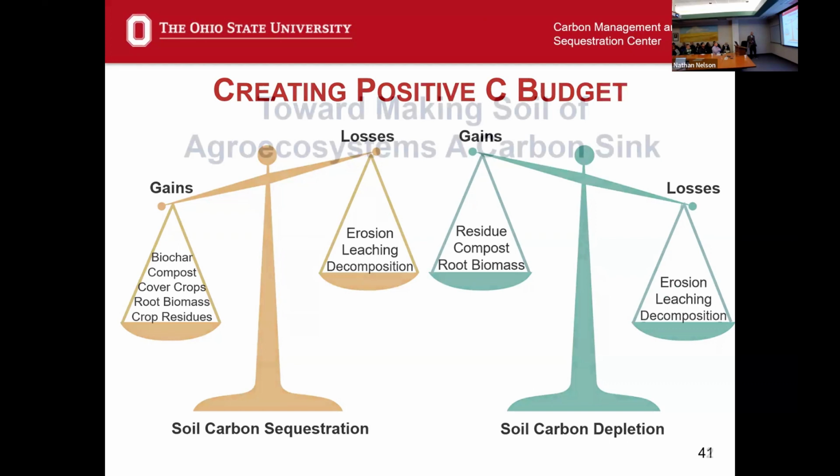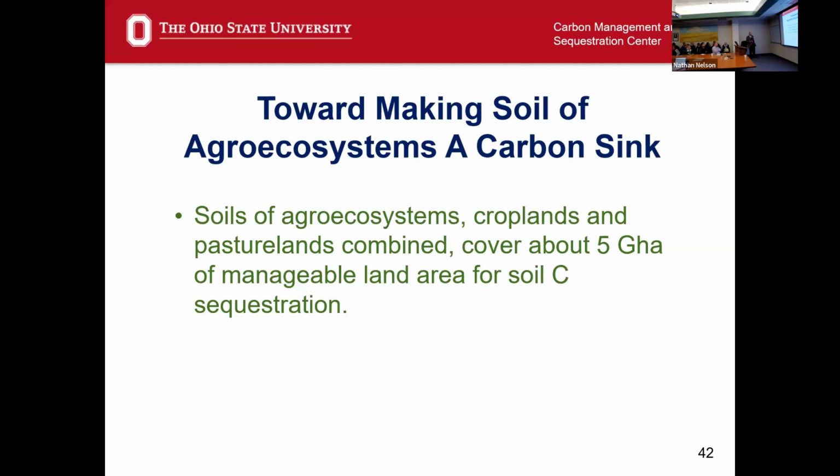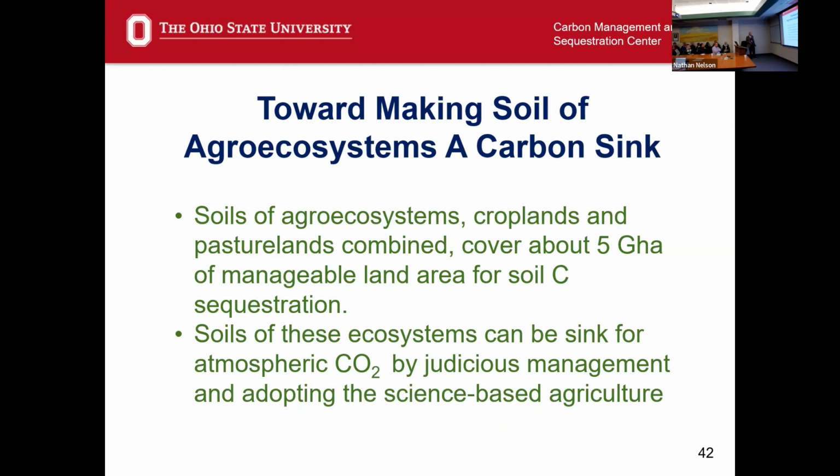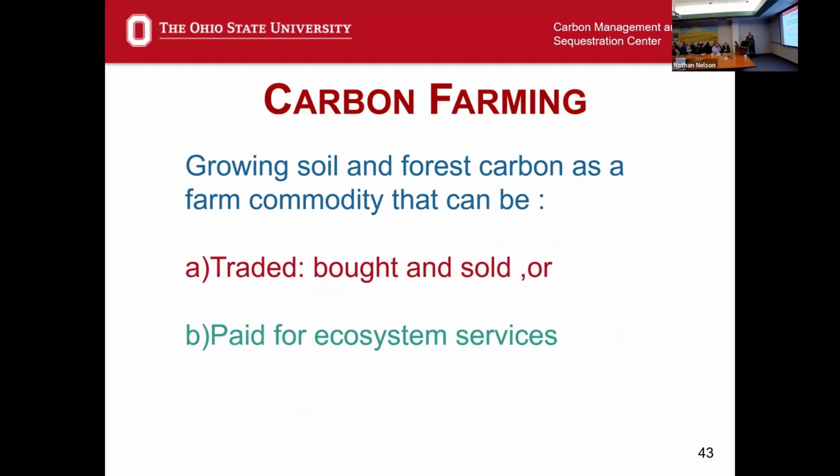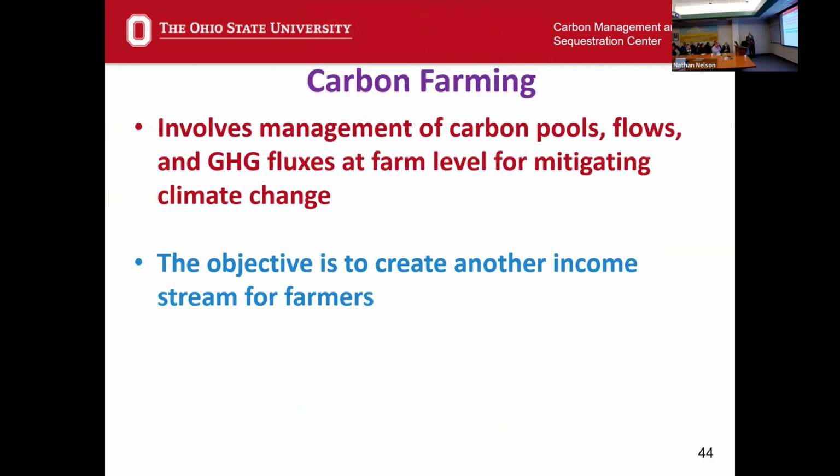How to make carbon land-based sink so that we are much, much negative, not neutral. Soils of the ecosystem, cropland, pastureland combined, have a 5 billion hectare. They should be managed to make this sink by adopting soil-based agriculture, and that brings us to carbon farming that I discussed yesterday. So linking what I did yesterday and today, the objective is to create income for farmers.